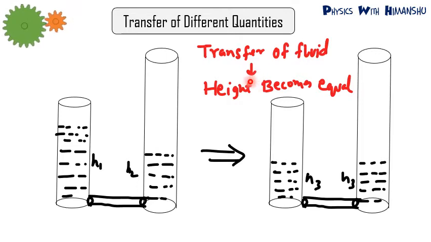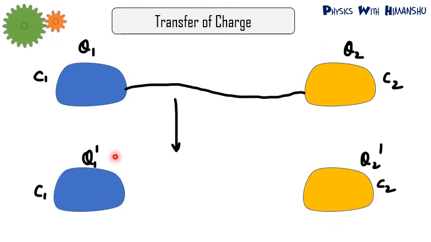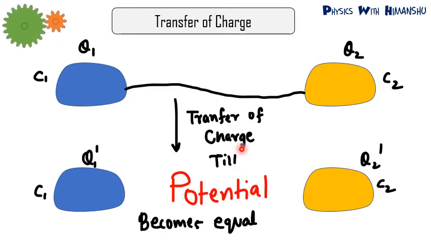Similarly, for the case of conductors, suppose we have two conductors, conductor C1 whose capacitance is C1 and conductor C2 whose capacitance is C2. Suppose C1 has charge of Q1 coulomb and C2 has charge of Q2 coulomb. If I bring them in contact with each other, then finally suppose the final charge on C1 is Q1 dash and the final charge on C2 is Q2 dash. So remember, now there is flow of charges. Now there is transfer of charge till potential becomes equal.